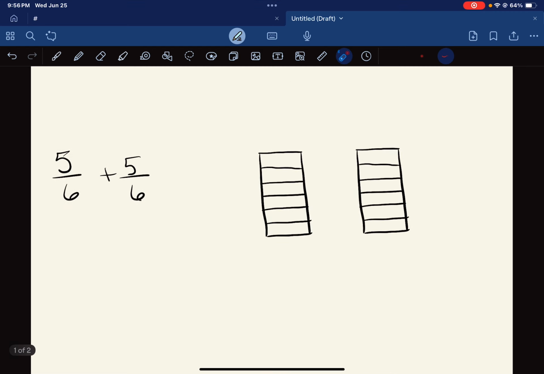5/6 plus 5/6. So in our first figure, we have 1, 2, 3, 4, 5 shaded regions, 5/6. And then I have 1/6, 2/6, 3/6, 4/6, 5/6. So both of those figures represent 5/6. Well, how many do we have all together? Well, 1, 2, 3, 4, 5 units, and then 6, 7, 8, 9, 10. So altogether, we have, of course, 10/6. And here's another example of us needing to simplify our fraction.